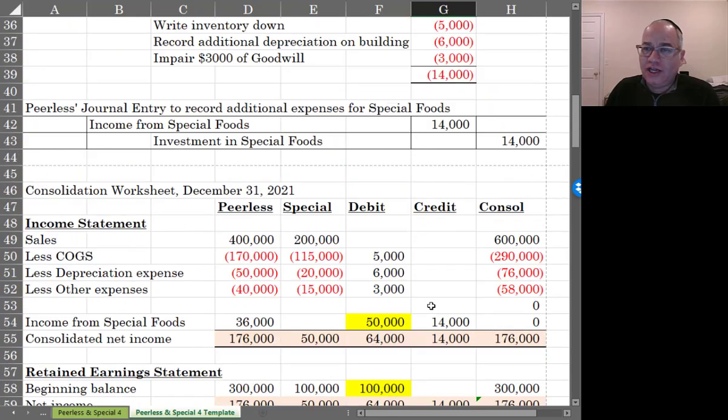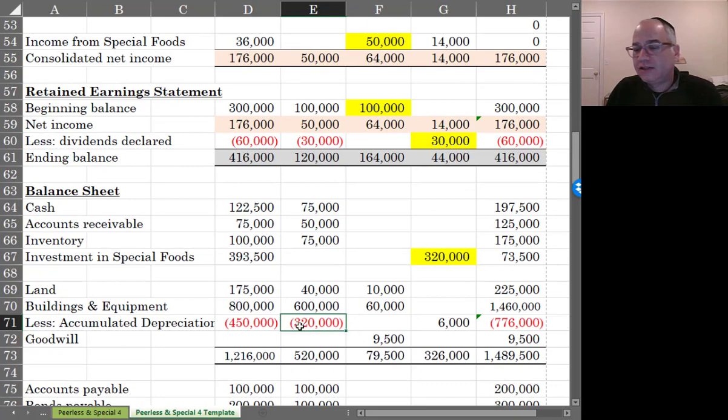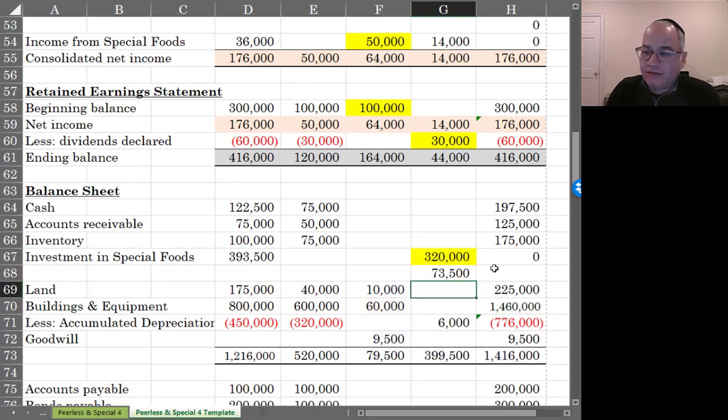Sorry about that. I've got additional depreciation to record on the building, because the depreciation that the sub is recording doesn't include the $60,000 write-up. So I've got to record that additional depreciation on the write-up. And the difference between all of these, 10,000 plus 60 plus 95 minus 6,000, is going to be 73,500. And you know you did a good job when the investment account eliminates down to zero.